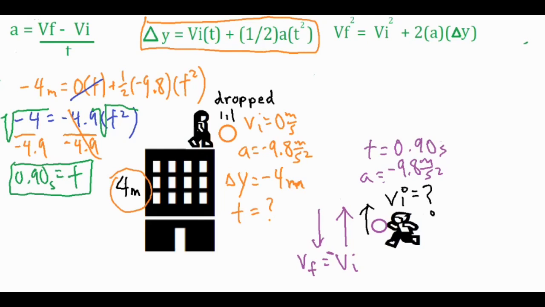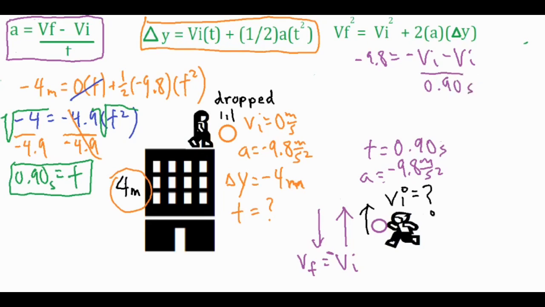So if we use that idea, we can go ahead and use this formula right over here because that involves VF, VI, and the A and T that we already have. So we can say that negative 9.8 equals, and then instead of having two unknowns, a VF and a VI, I'm going to replace the VF with negative VI. So negative VI minus VI over 0.90 seconds. Now, if we do that, we can go ahead and take this over here and turn it into negative 2 VI.